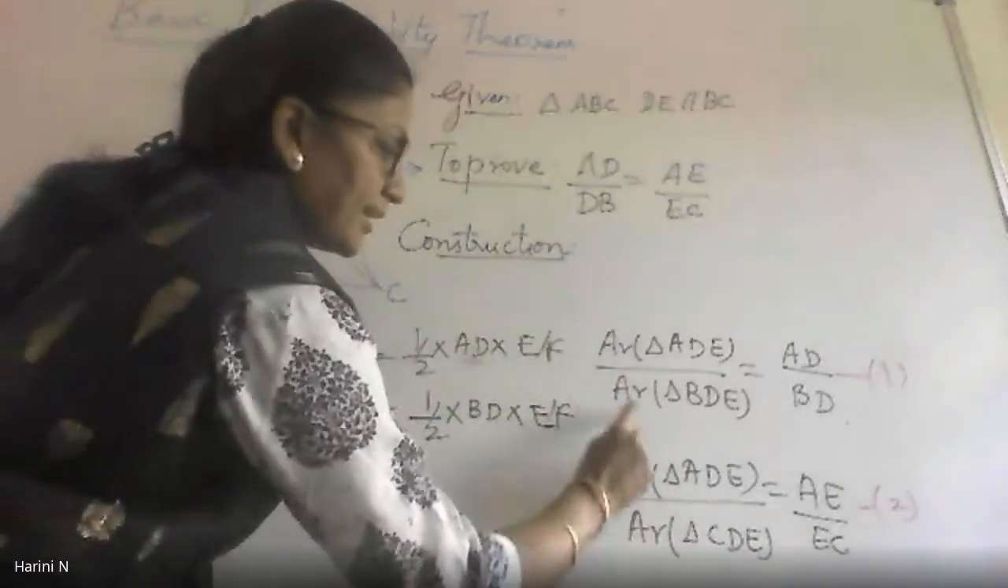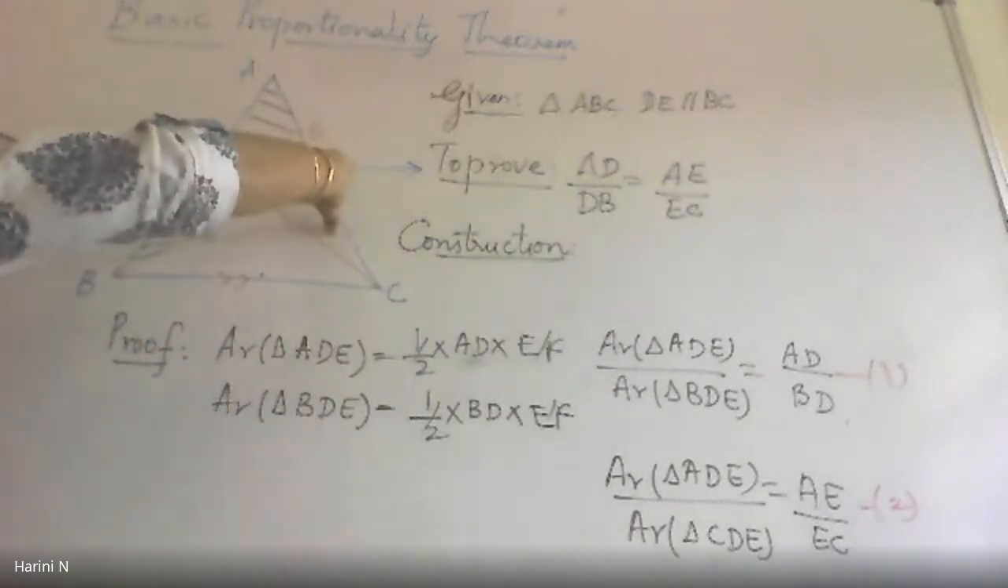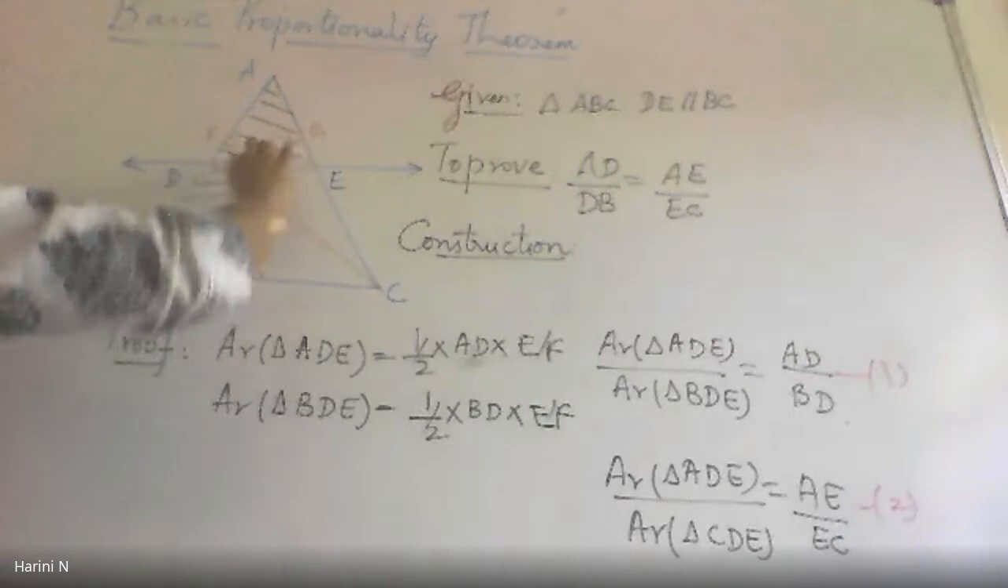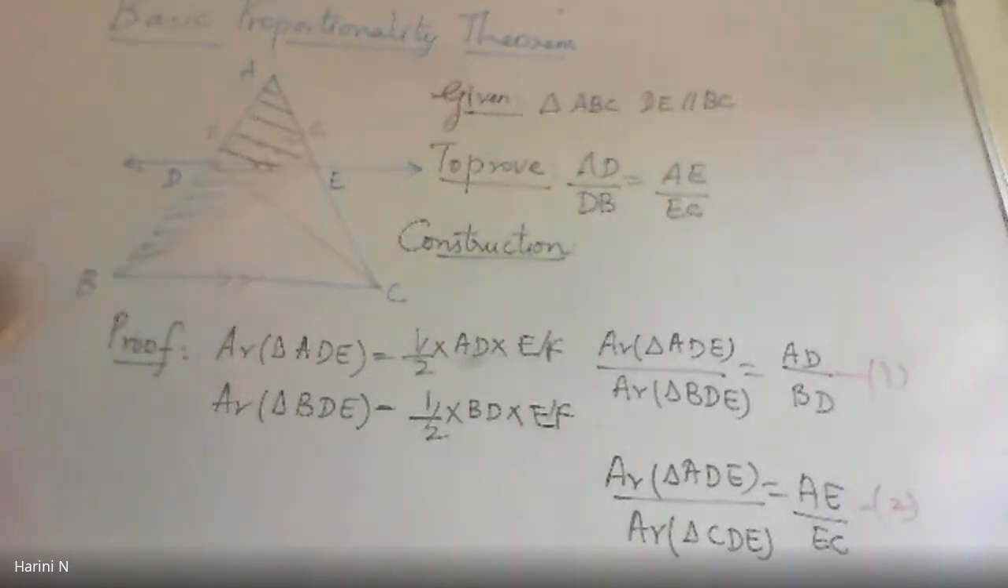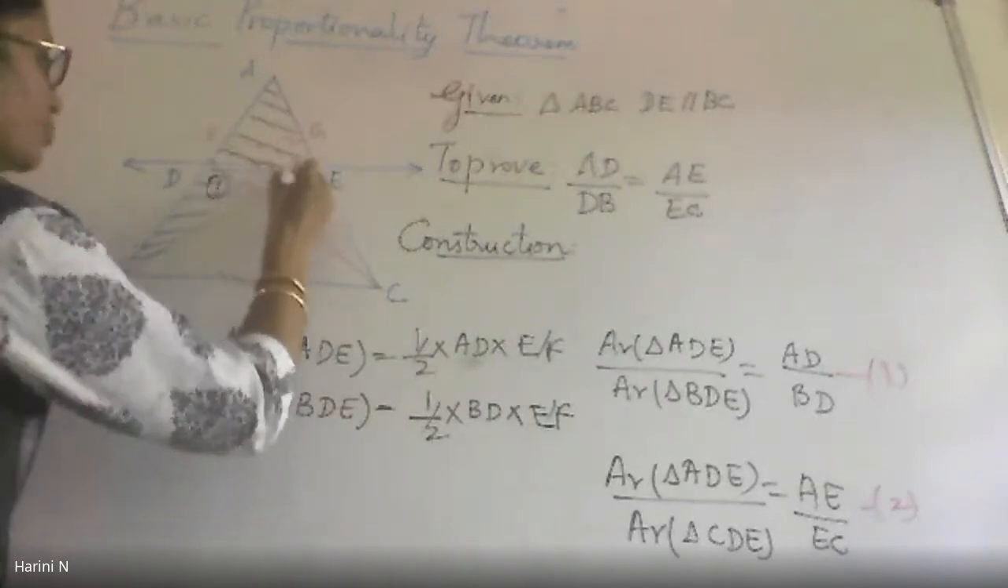Now, how do I show that these two areas will become equal? Where are these two triangles? The shaded triangle and this empty triangle. Can their areas be called equal? Is there any way I can tell these two areas are equal? Can you understand, ma'am, the two areas I'm talking about? Area 1 and area 2.